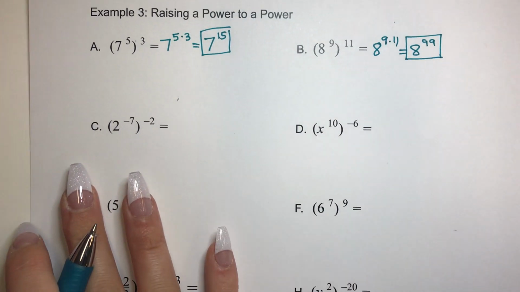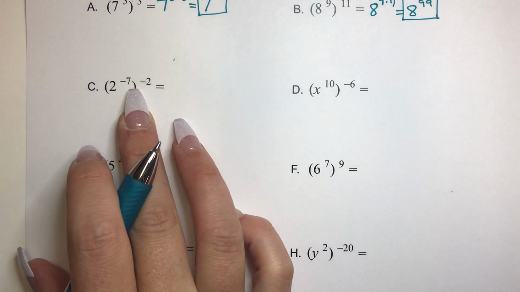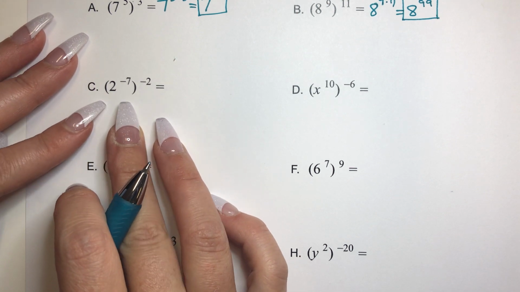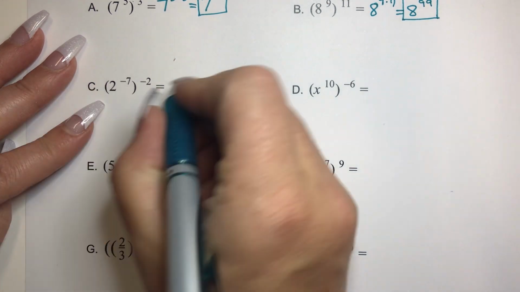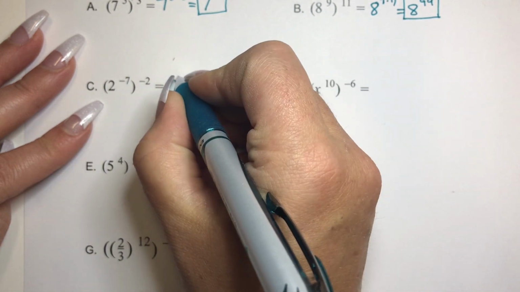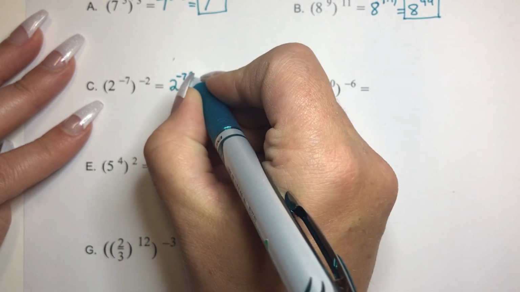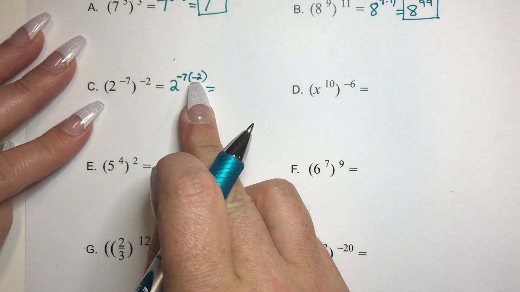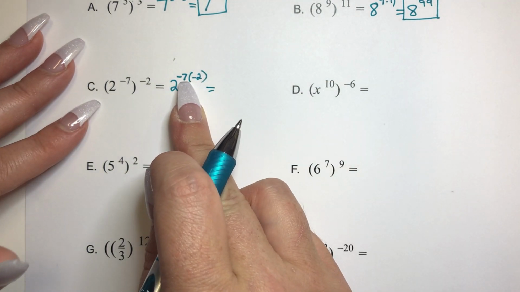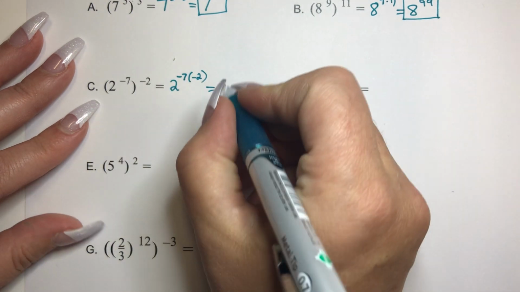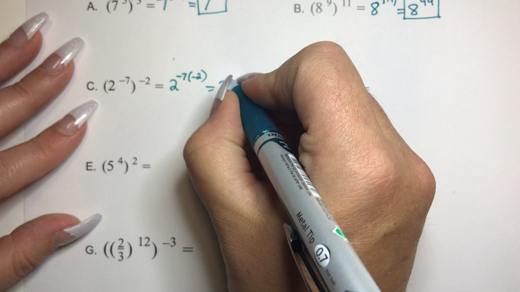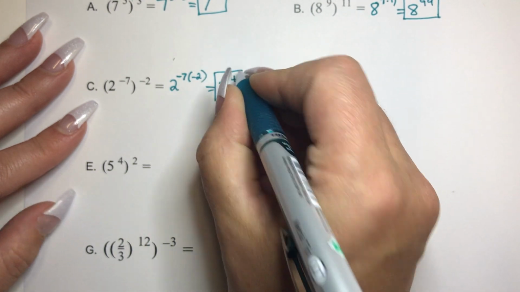All right, ooh, this one looks fun. We have some negative exponents. So 2 to the negative 7th raised to the negative 2, we just do what it says, right? Keep the base and multiply the exponents. So negative 7 times negative 2, a negative times a negative, and then we just do our integer rules, right? A negative times a negative is a positive, so we're left with 2 to the positive 7 times 2 is 14. That's not that bad at all.